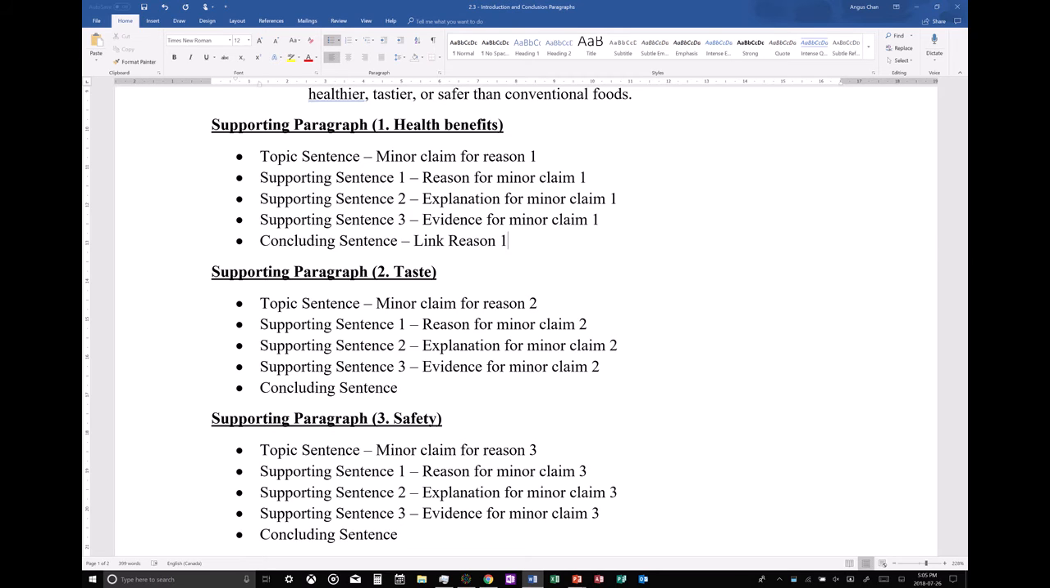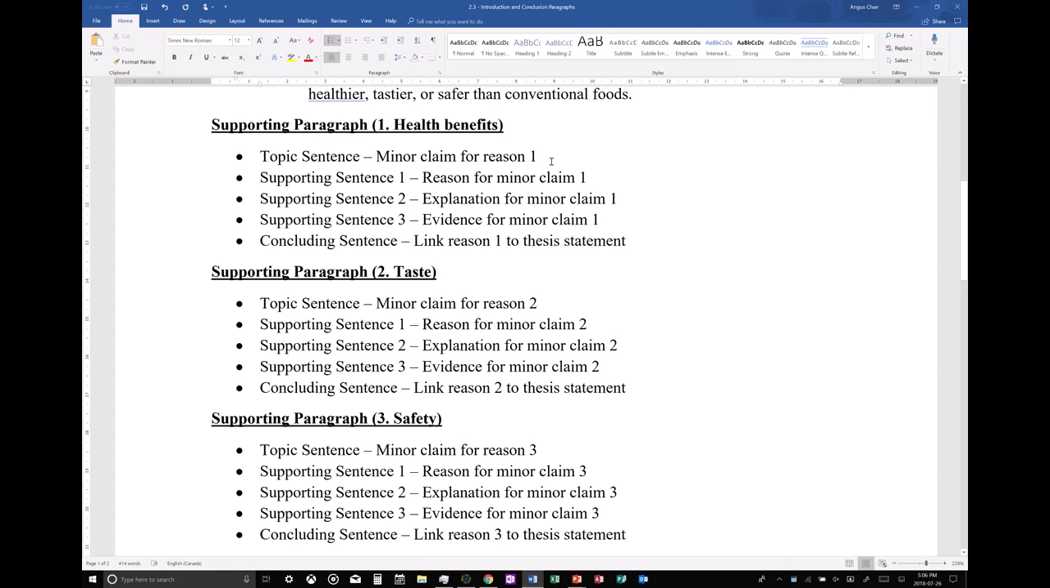1 to thesis statement. There's link reason 2 for supporting paragraph 2, and reason 3 for supporting paragraph 3. So notice we have everything connected and every sentence serving a specific purpose.